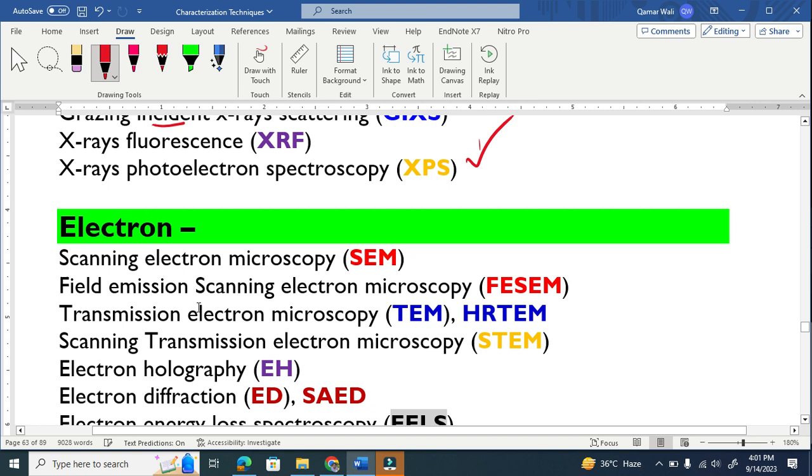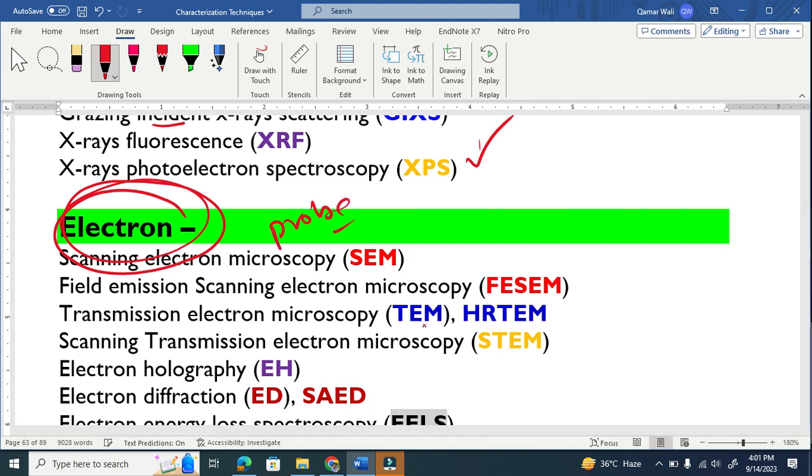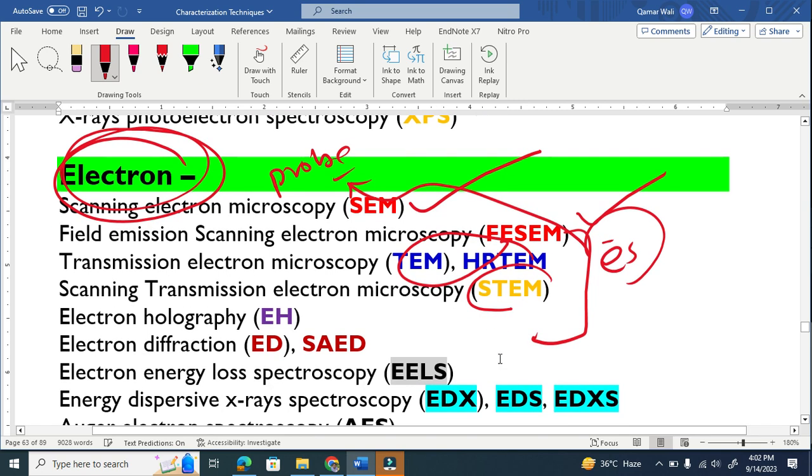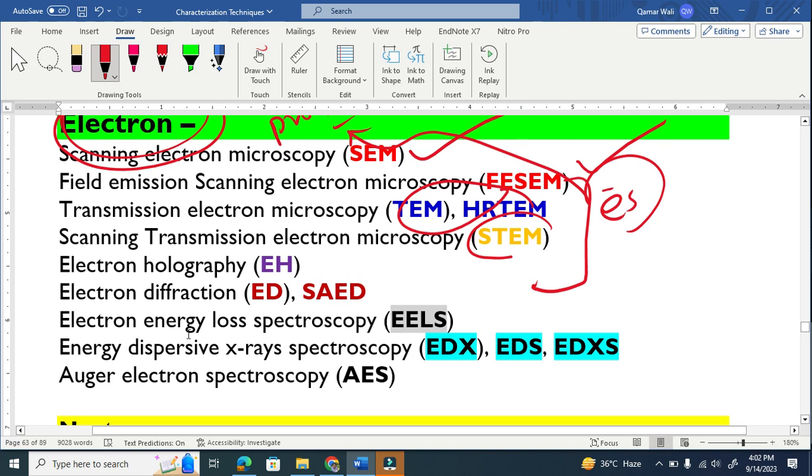Now, another technique is basically the electron based probe. Here we use electrons as a probe to reveal information about a material, and we know scanning electron microscopy, field emission electron microscopy, transmission electron microscopy, scanning. In all these techniques, basically we use electrons as a probe to search about the material, to reveal information about the material. You can also see electron diffraction.